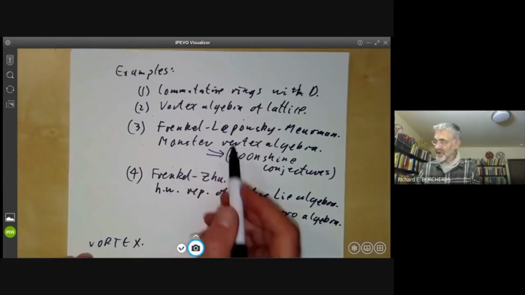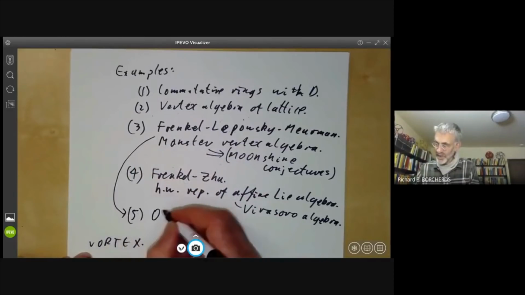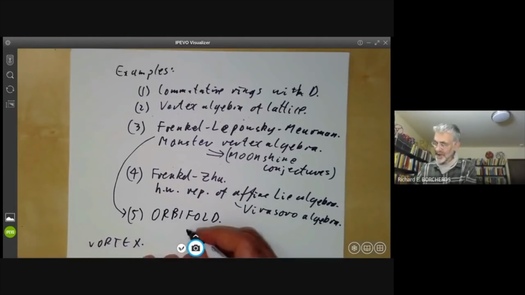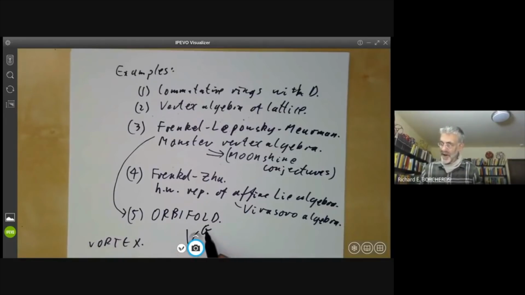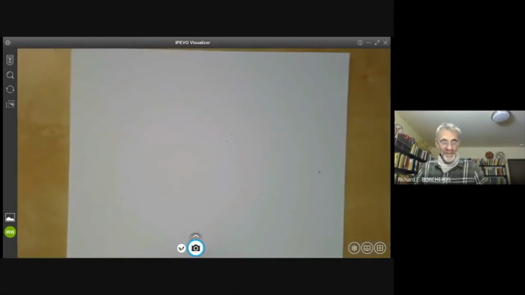Frenkel, Lepowsky, and Meurman's construction of the monster vertex algebra was the original example of something called an orbifold construction. So in terms of vertex algebras, what this means is you take the vertex algebra and take its fixed points under a group action and then maybe add on something else. And it's very hard figuring out what the something else is. It's still rather difficult to construct orbifolds of vertex algebras even today, more than 30 years later. Okay, well, I think that's more or less a summary of the early theory of vertex algebras.